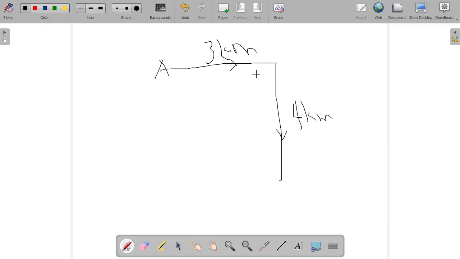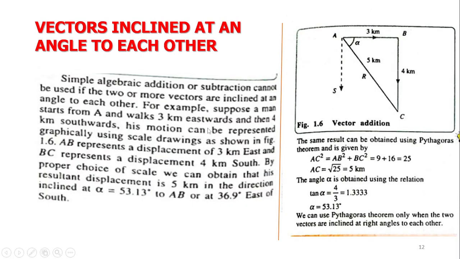How do we resolve this vector? So what are we asked to calculate? Let's look at that again. Okay, we have to get the resultant of these vectors. We have to get the displacement of the vector. So using scale drawings as shown, AB represents a displacement of 3 kilometers east and BC represents a displacement of 4 kilometers south. By proper choice of scale, we can obtain that its resultant displacement is 5 kilometers.